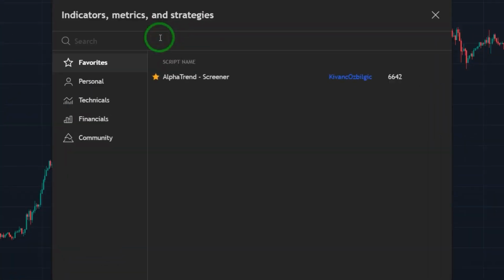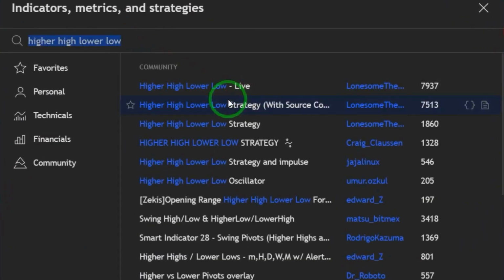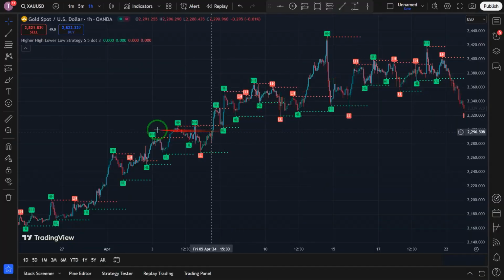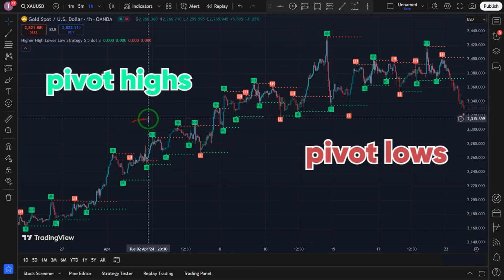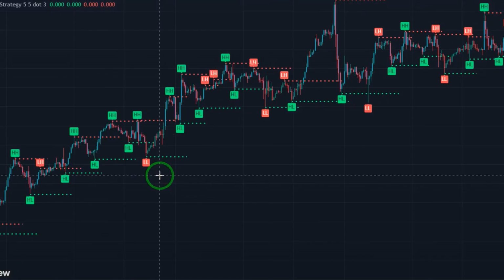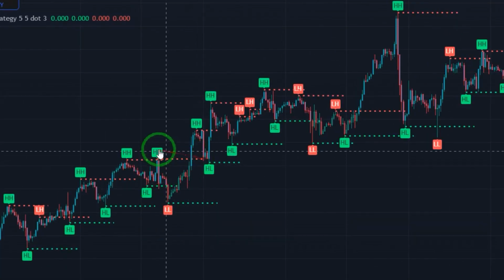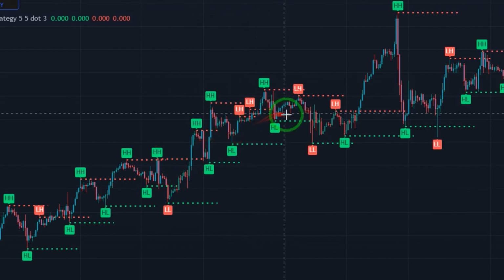The core of this strategy is the higher high, lower low indicator. This is your secret weapon for identifying market structure with laser precision. It detects pivot highs and pivot lows, marking key turning points in price action. Why is this important? Because spotting these shifts early can give you a huge trading edge. This indicator doesn't just show highs and lows, it confirms trends.